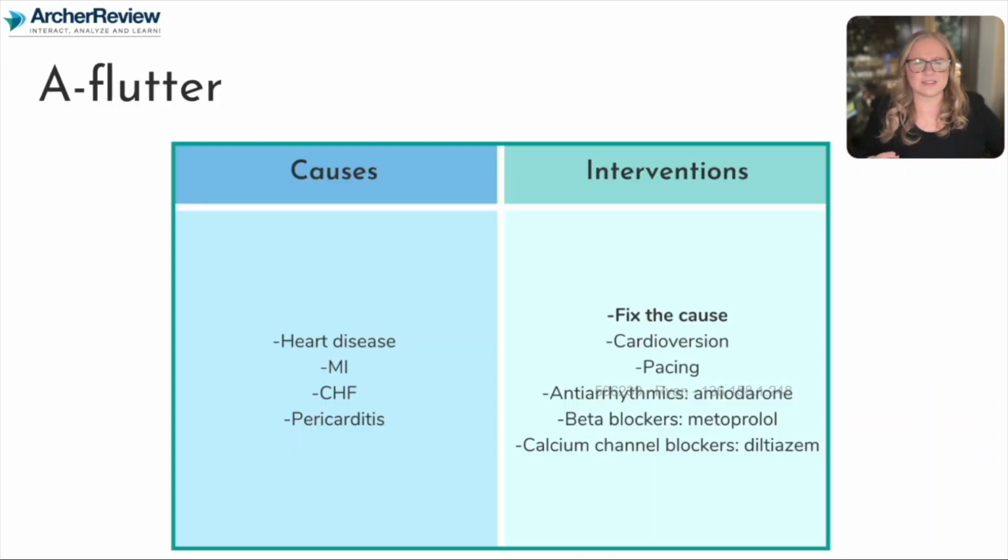So what can cause this? Heart disease, a myocardial infarction, our clients in congestive heart failure, or those who have any sort of inflammation to their heart, pericarditis or myocarditis. That can inflame the atria and cause them to go into this dysrhythmia, this atrial flutter. So like we've seen with all of our other rhythms, your first intervention is to fix that cause. What has made the heart get so irritated that the atria are fluttering and creating this sawtooth pattern?